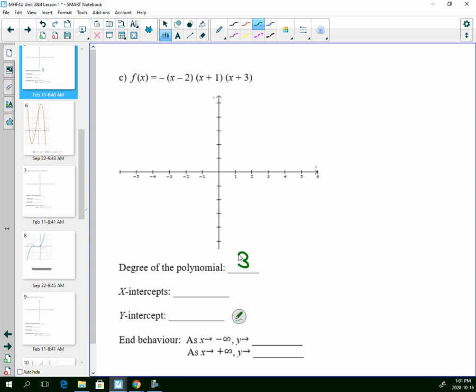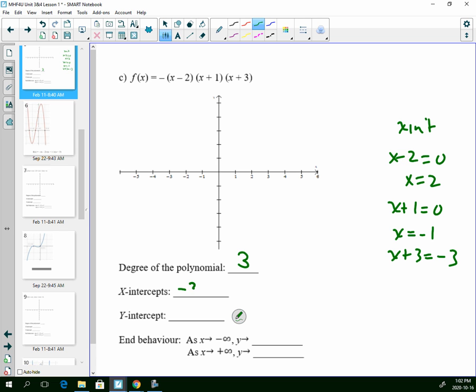It's already factored, so we can determine the x-intercepts. Right, so I just take x minus 2, solve for x, x plus 1, solve for x, and x plus 3, solve for x. So we have x-intercepts at -3, -1, and 2. The y-intercept we just put in 0. So it would be 0 minus 2, 0 plus 1, and 0 plus 3, which gives me positive 6.